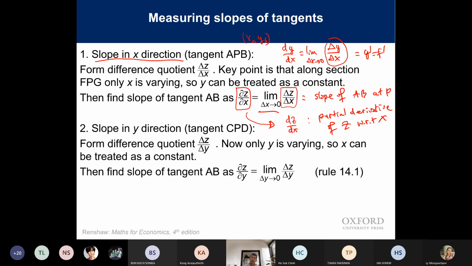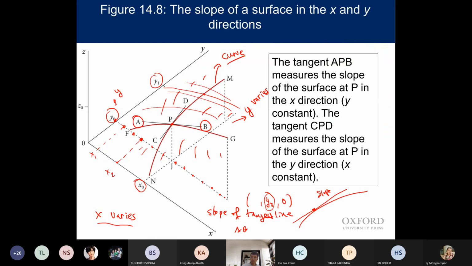And likewise, for example, if you want to measure the change of the function z with respect to y instead, okay, just keep x fixed at a certain value, let's say at x0, and then you just vary y, okay, you just change y so that the function also changes.